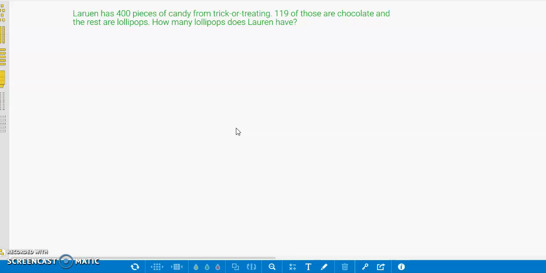Lauren has 400 pieces of candy from trick-or-treating. 119 of those are chocolate and the rest are lollipops. How many lollipops does Lauren have?